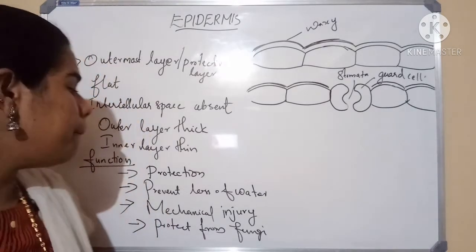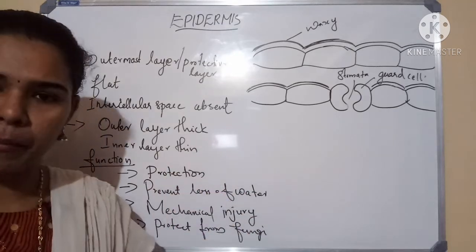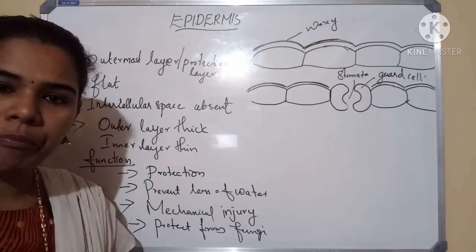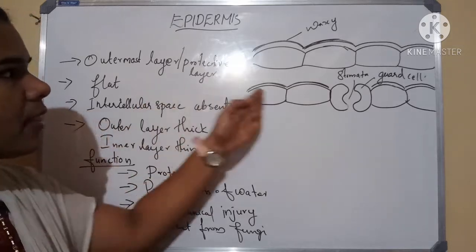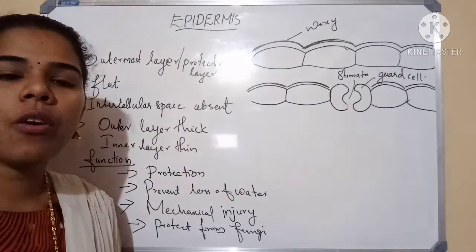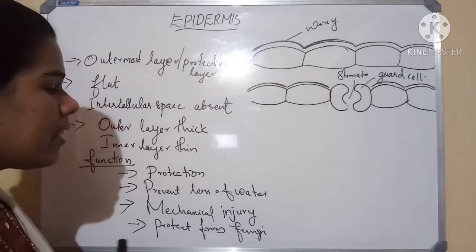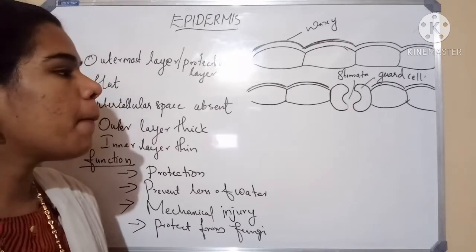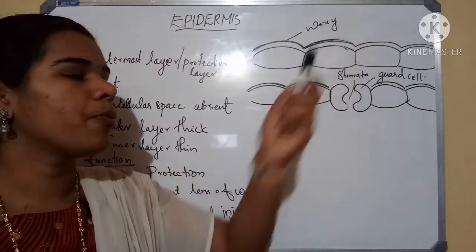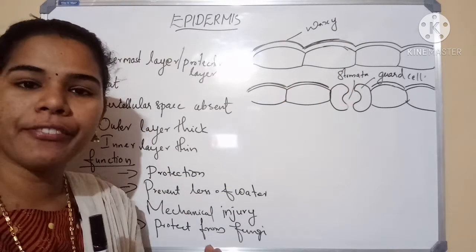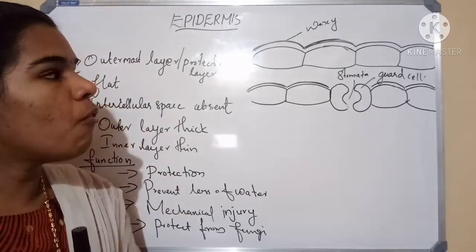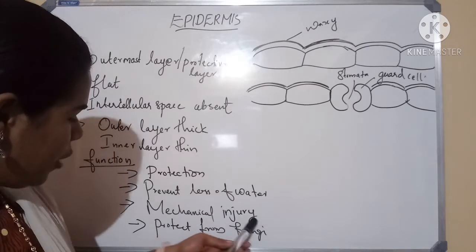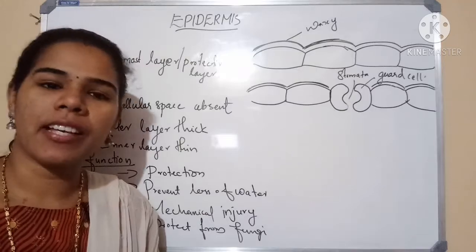These are the main functions of this epidermis. It mainly provides protection to the remaining cells. In some cases, especially in dry habitats, plants have an additional waxy coat on the outside of the epidermis, which helps to prevent the loss of water, provides protection from mechanical injury, and protects from parasitic fungi.